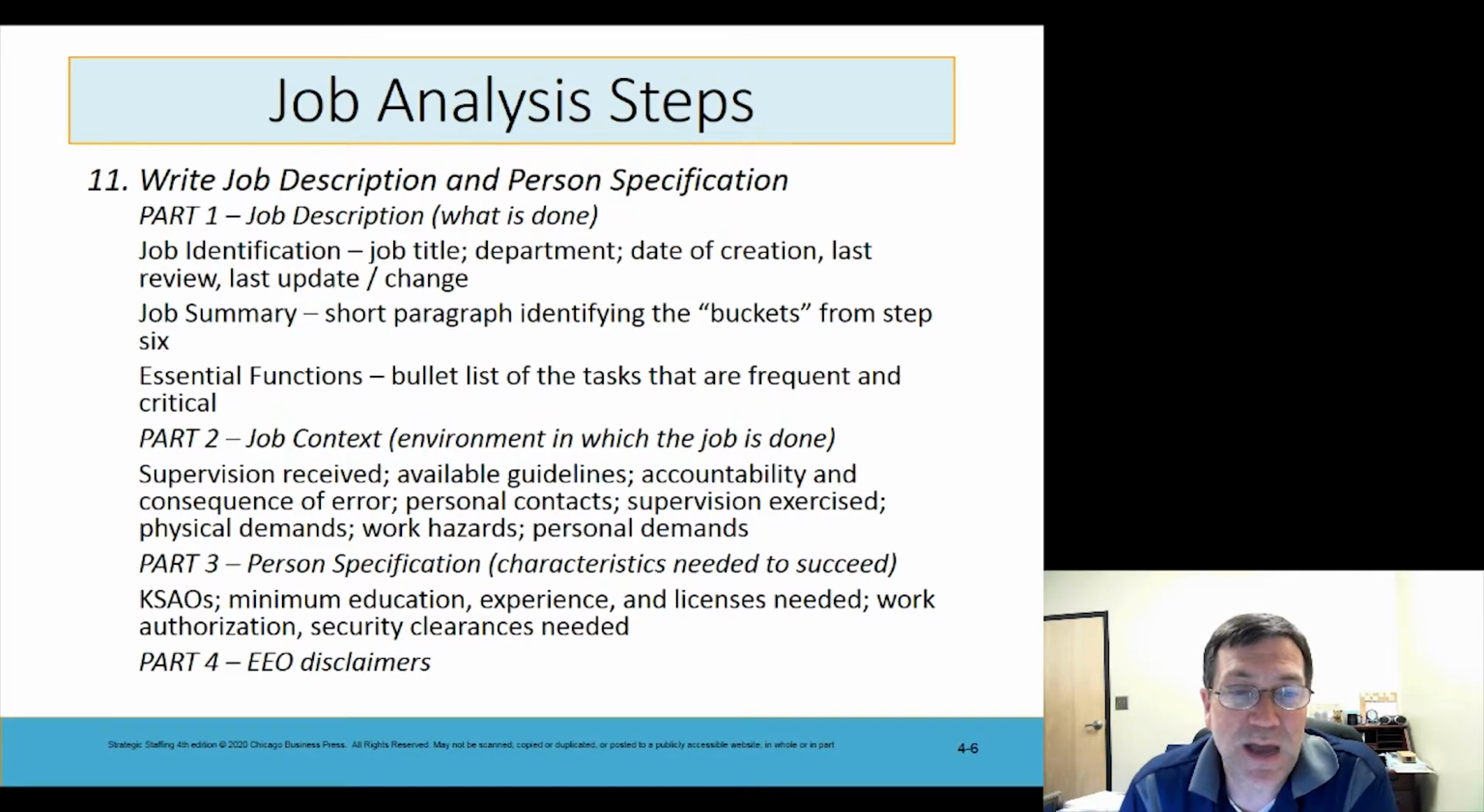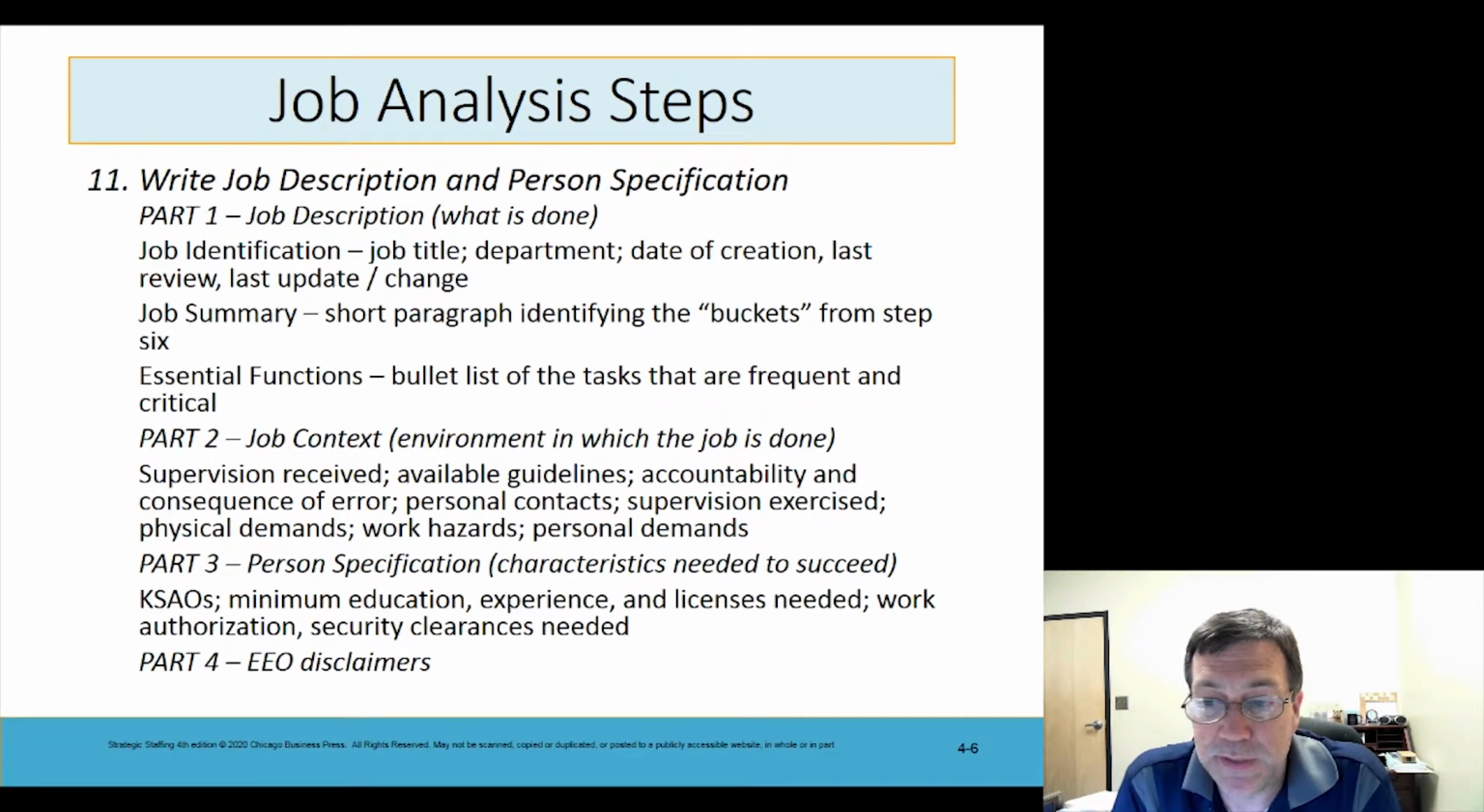The third piece is accountability and the consequence of error. Why is this job important? What happens if I don't do this job well? Do we lose money as an organization? Do we risk lawsuits? Things like that.